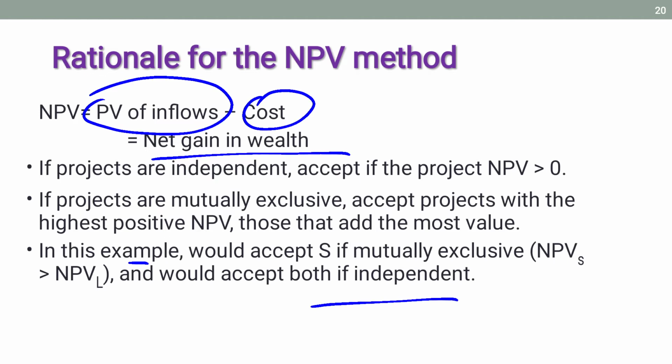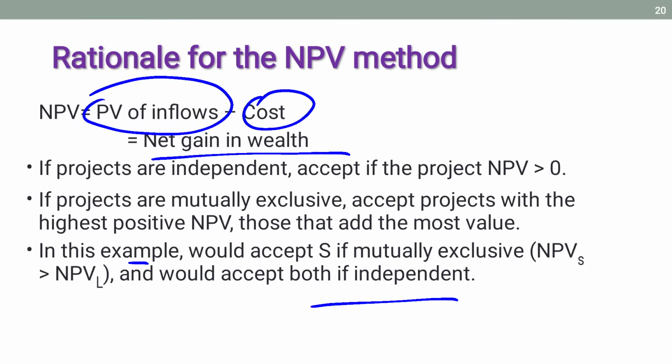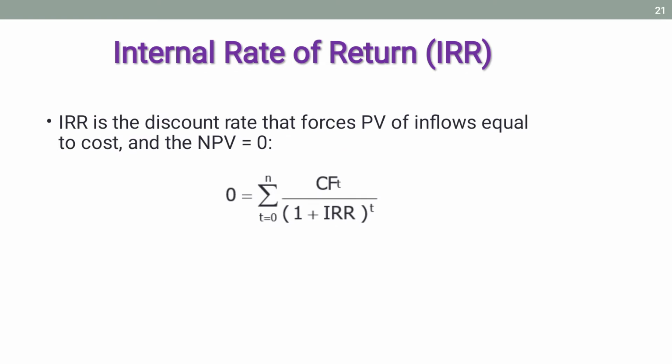If it is a case of independent project, you can accept both. If it is the case of mutually exclusive project, you have to accept S. Hope it's clear. Okay, this is the basic question. Okay, moving to IRR.